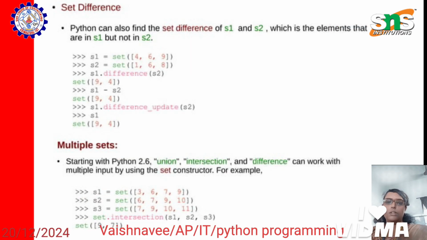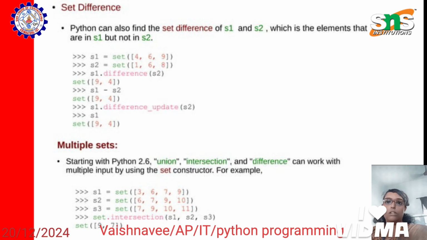What about the set difference? Python can also find the set difference of S1 and S2, which is the elements that are in S1 but not in S2. S1.difference(S2) is 9, 4. It will not give the S2 values, only the S1 values. Since 6 is in S2, it will remove the 6 and give only 4 and 9. It will not consider the 1 and 8 in S2.